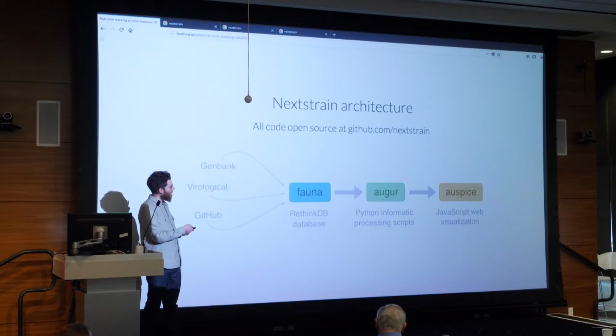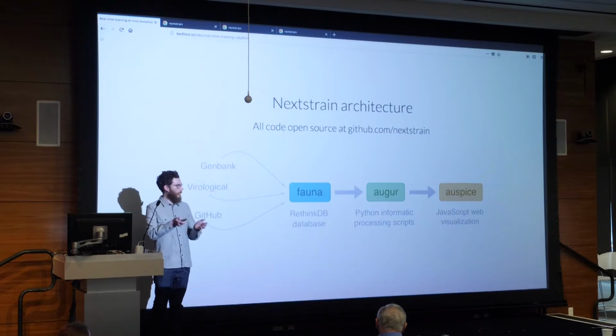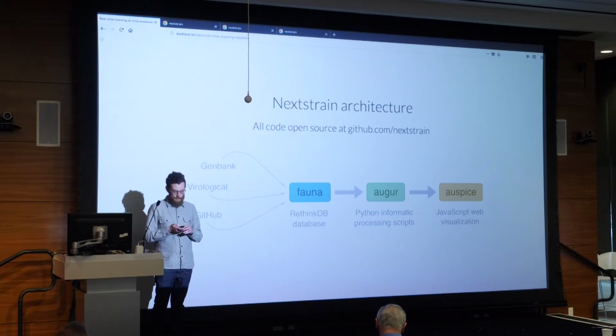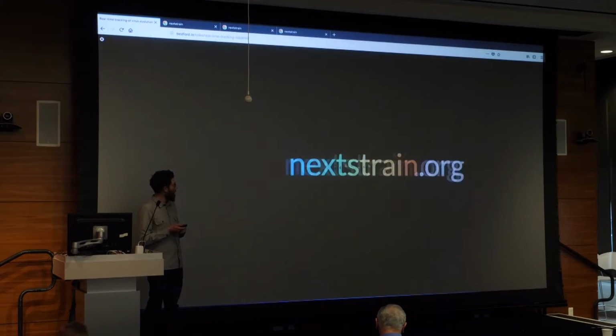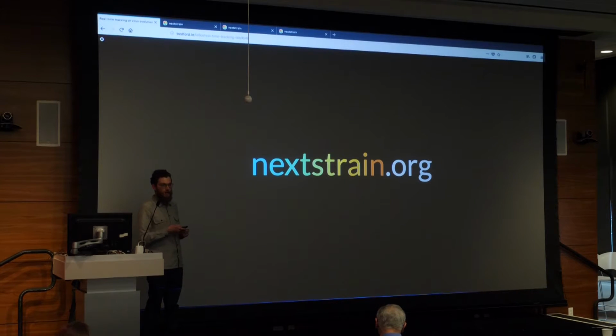And then when this processing is finished, we export this bundle for visualization. This gets pushed up to the internet to this front end called Auspice, which is written in JavaScript. But really what the user interacts with is a website, nextstrain.org, which you can see on your laptops now or phones, but I'm going to give a little demo.